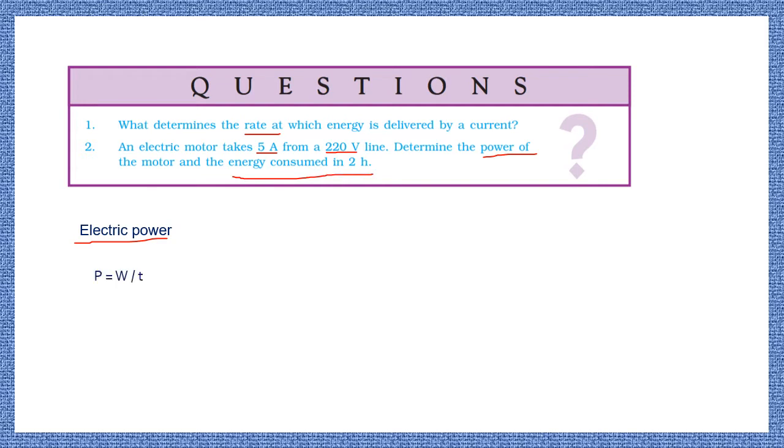See, power is equal to W by T, so W is equal to PT. First you find out P and then you find out W, and then W is equal to VIT. So V is equal to 220, I is equal to 5, and T is equal to 2. The answer will be there.